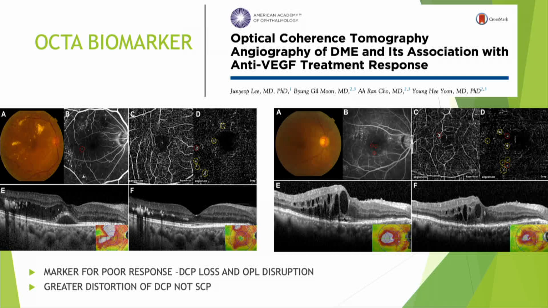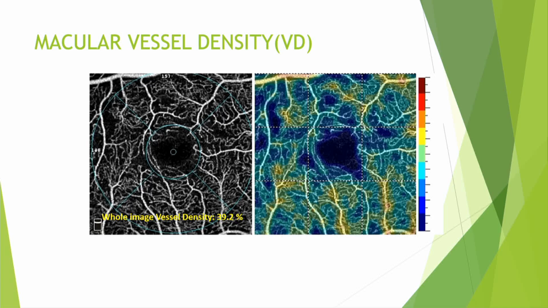And this important study by Lee and group, published in Ophthalmology in 2016, showed that the poor responders to the anti-VEGF therapy usually had a greater loss of the deep capillary plexus, not so much in the superficial capillary plexus, at baseline. And these patients who have a greater loss of the deep capillary plexus have a corresponding outer plexiform layer disruption as well.